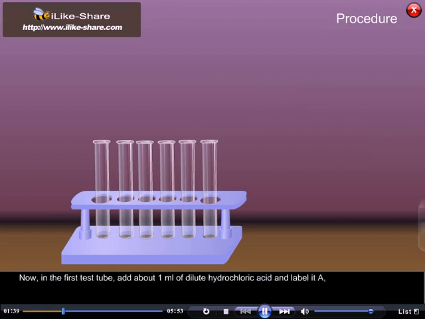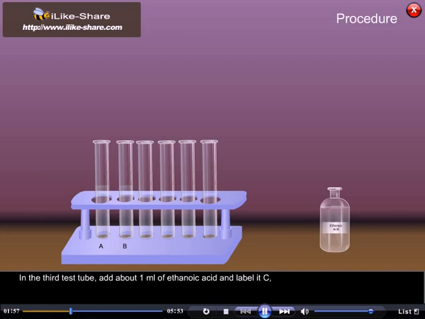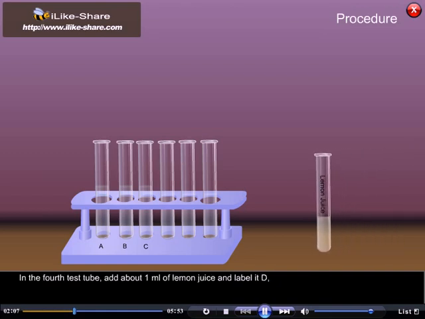Now in the first test tube add about 1 ml of dilute hydrochloric acid and label it A. In the second test tube add about 1 ml of sodium hydroxide solution and label it B. In the third test tube add about 1 ml of ethanoic acid and label it C. In the fourth test tube add about 1 ml of lemon juice and label it D.